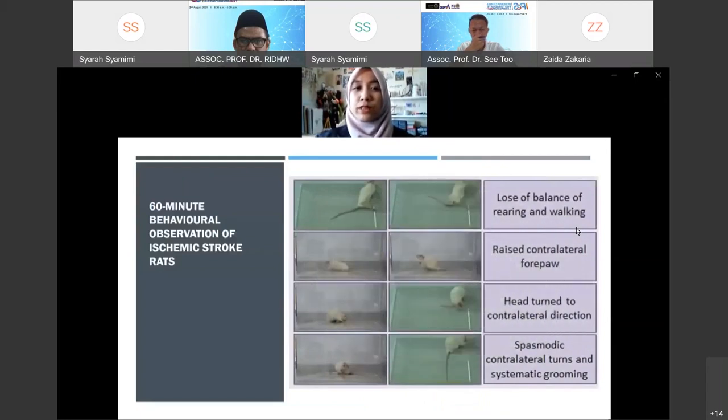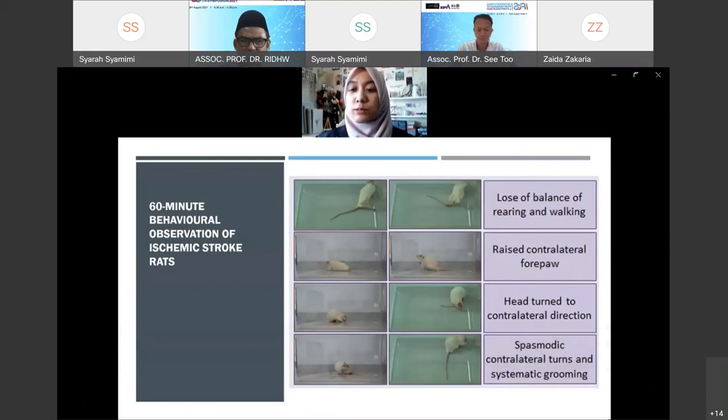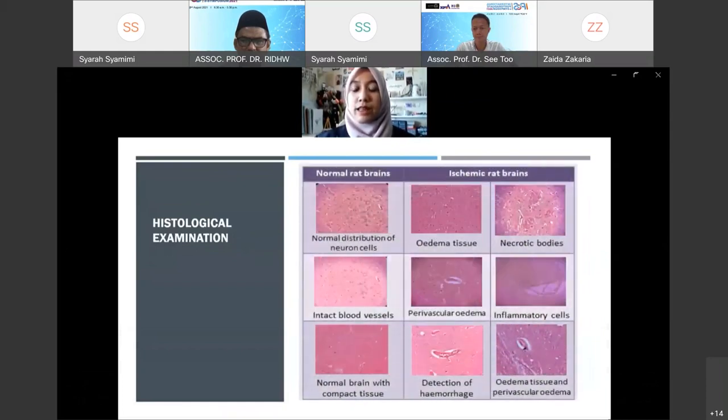This is the example of the ischemic stroke rat's behavior. They will lose the balance of rearing and walking. They will raise the contralateral forepaw. Head will turn to contralateral direction, and there will be some spasmodic contralateral twirling and systematic grooming. This is an example of the comparison between the normal rat brains and the ischemic rat brains. The ischemic rat brains will show some edema tissues, some necrotic bodies, perivascular edema, inflammatory cells, and hemorrhage in the brain.